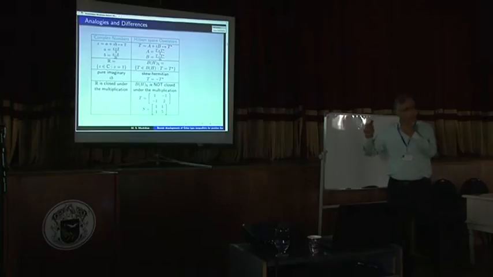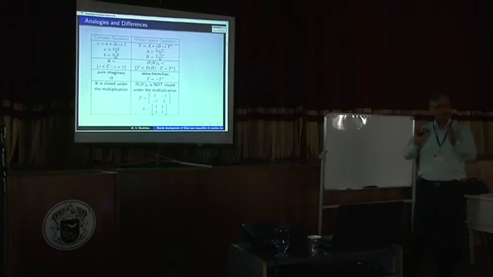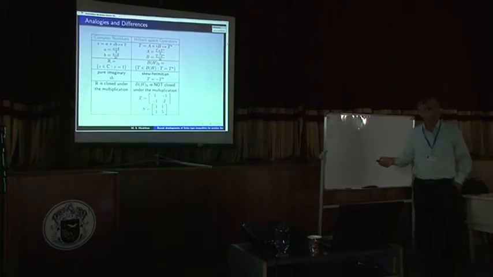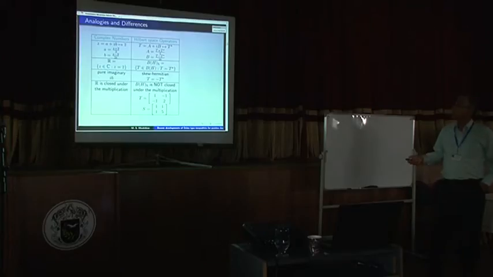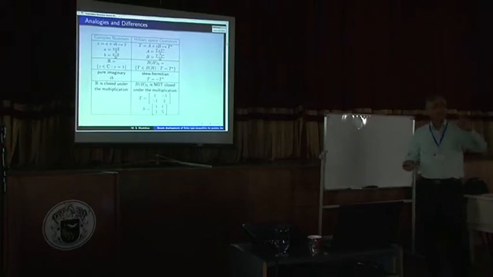There are several differences between numbers and operators. For example, here we can see R is closed under the multiplication, but when we consider B(H)_sa, the self-adjoint operators, this set is not closed under the multiplication. For example, these operators are self-adjoint, but the product TS is not self-adjoint.